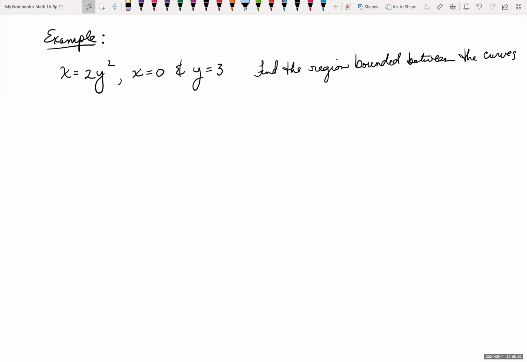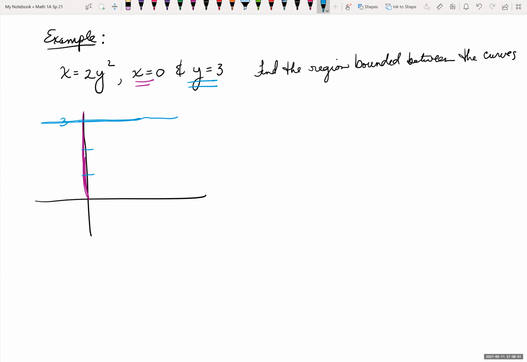Okay, so one more example. We have x equals 2 times y squared, and we're looking at the area bounded by this with x equals 0 and y equals 3. So we can look at this: x equals 0, that I know is the y-axis. y equals 3, I know that is a horizontal line at 3. And the curve x equals 2y squared.